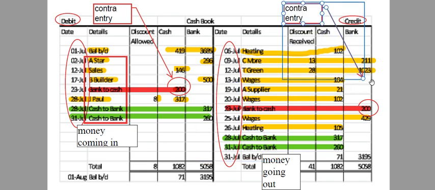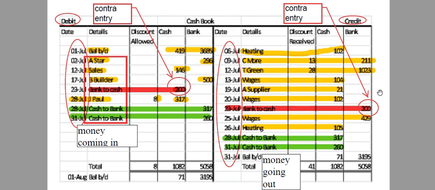So this is your contra entry also, but don't imagine them as two contra entries. This is just one contra entry. The debit of the contra entry and the credit of the contra entry. So the effect is bank decreased by 200 and the cash increased by 200.